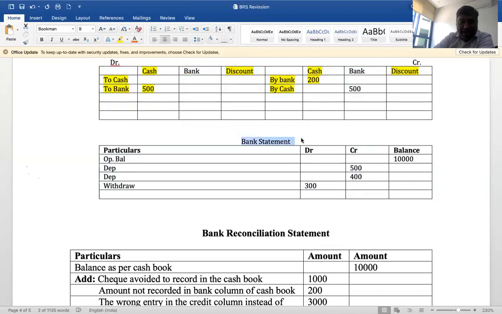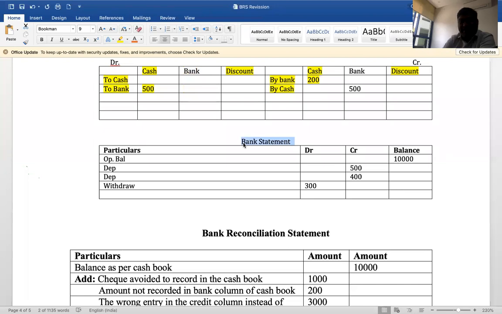What we are doing is, the bank column, we are trying to reconcile with the bank statement. This bank column is in the cash book, which is with the cashier. The bank statement is with the banker. We are trying to reconcile only these two: the bank column of the cash book and the bank statement. That's it. Clear? Capish?